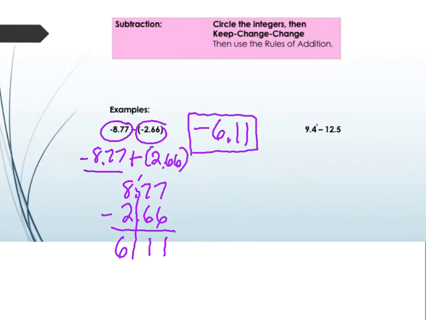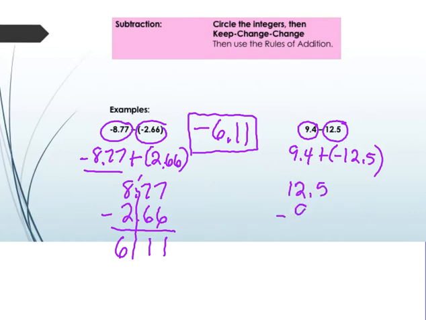Example number 2. Circle our two integers, keep 9.4, change to a negative 12.5. You look at the two integers, 12.5 is much larger than 9.4, so it's big minus small. Make sure our decimals are lined up. 5 minus 4 is 1. 2 minus 9, but 12 minus 9 is 3. 3.1, and our larger number is negative. So our answer is negative 3.1.